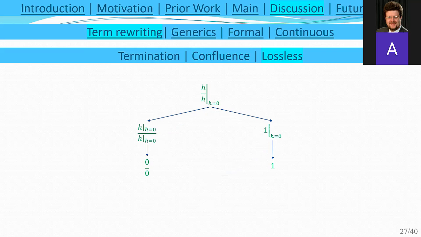In place of confluence, we seek a guarantee compatible with more use cases. The property, called lossless, will guarantee that no solutions are lost. The correct answer will belong to the intersection of all reductions. For example, 0 over 0 has extra solutions, but includes the correct solution.